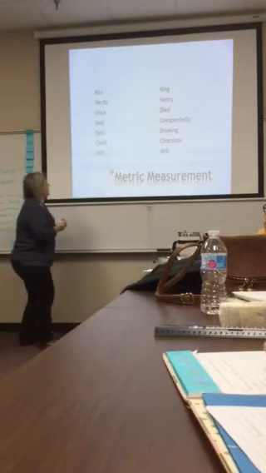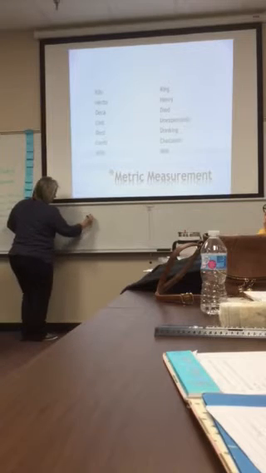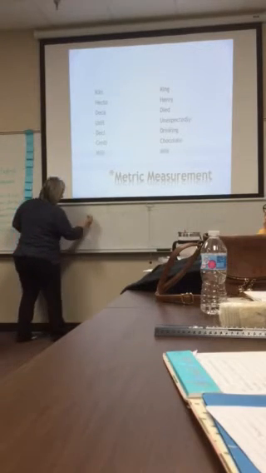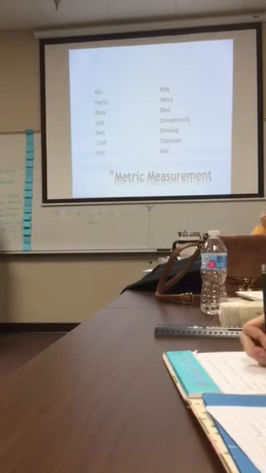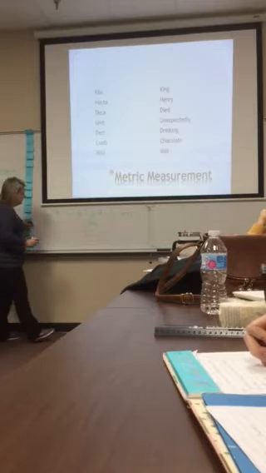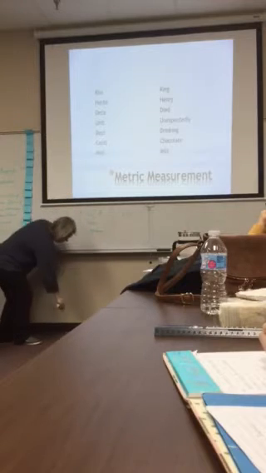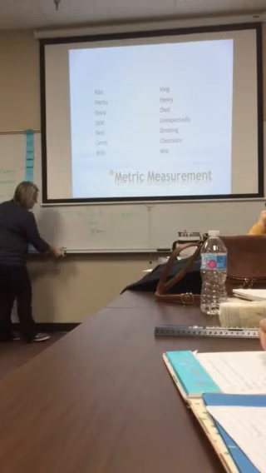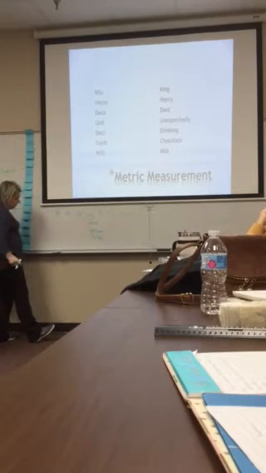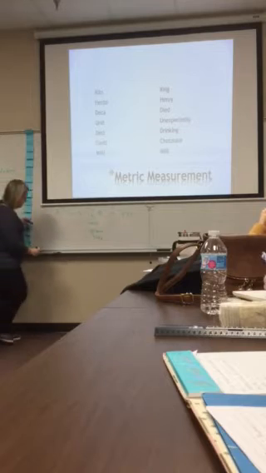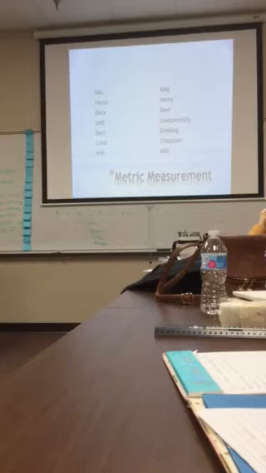We're looking at the prefixes of the metric system. And the U isn't the prefix, but the U is the unit. All right? So if we're measuring mass, it's gram. If we're measuring volume, it's liter. And if we're measuring, what am I missing? Distance, it's meter. Okay? So the U is the unit.